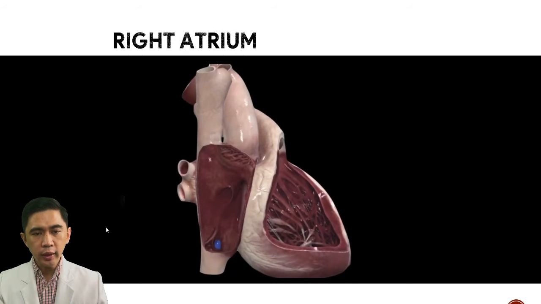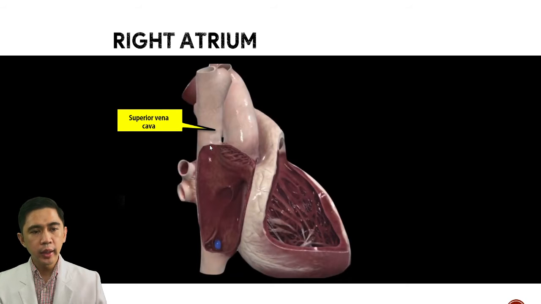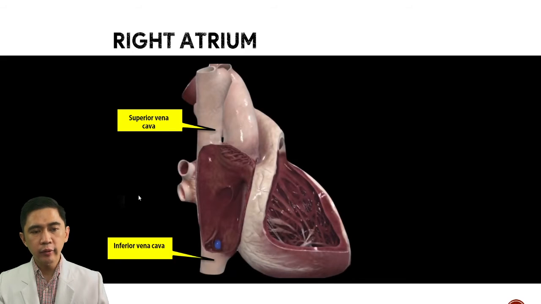So this is a heart seen from the right, and it has a cut over the right atrium. We'll see here the superior vena cava, the one that delivers the deoxygenated blood from superiorly down to the right atrium. And we have the inferior vena cava, which delivers the deoxygenated blood from the body to the heart.